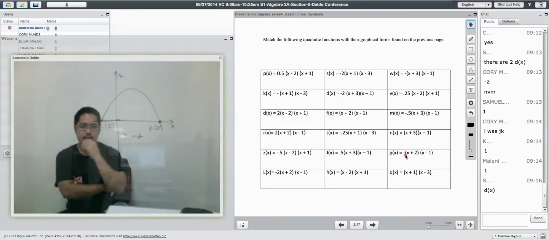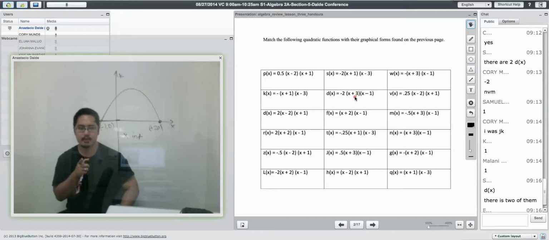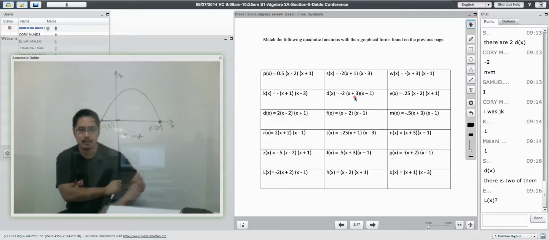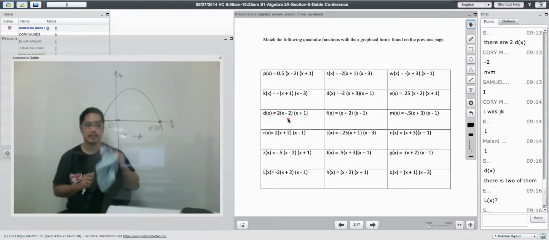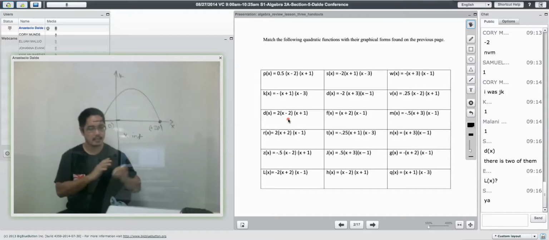All right, we got d of x. Which one's d of x? Okay, Sam, I'm going to say right off the bat, that's wrong. I like that you guessed, though. Oh, there's two d of x's. Oh, that sucks. What a poor typo. Is this the d of x you're talking about? Yeah, okay. All right, you know what? Let's check it out. Let's see. D of x.